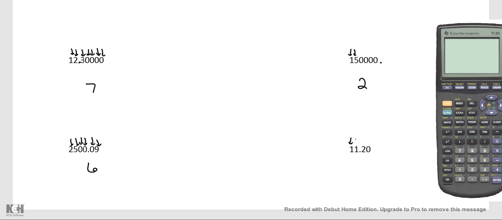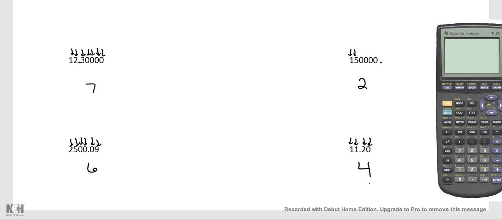11.20, my 1, my 1, my 2. This 0 is not between two non-zero numbers, but it is after the decimal point, so it also counts. So here we have 4 significant digits. Significant digits are kind of an easier thing to understand once you start knowing which zeros to count and which to leave out. Mainly all you're looking for are the zeros between non-zero numbers and the zeros after decimals.